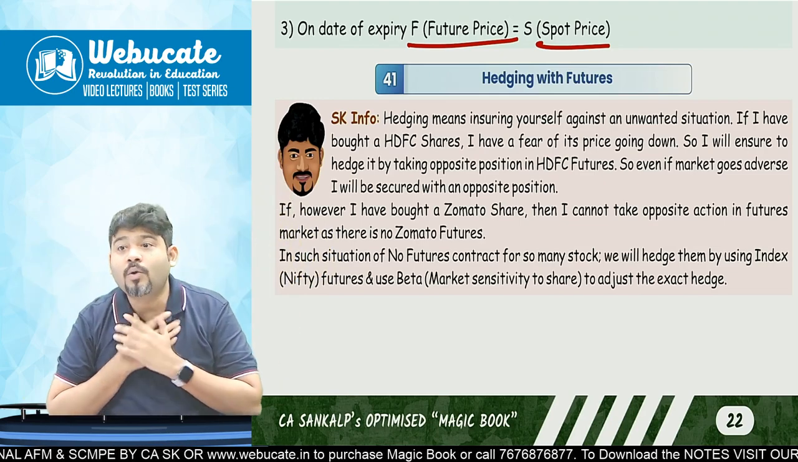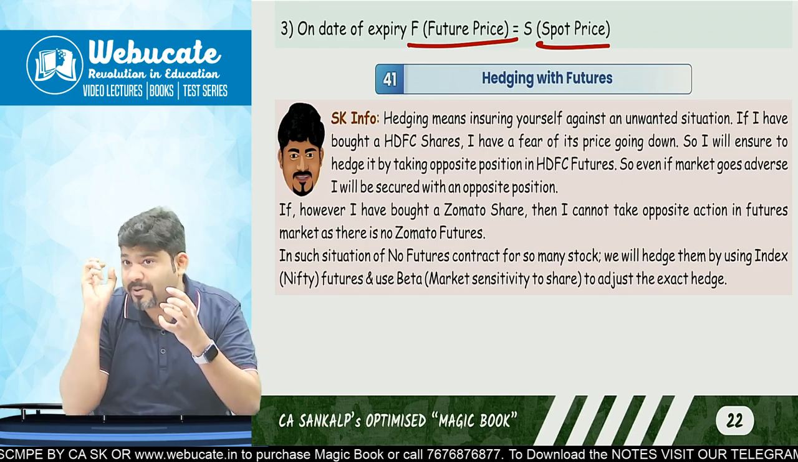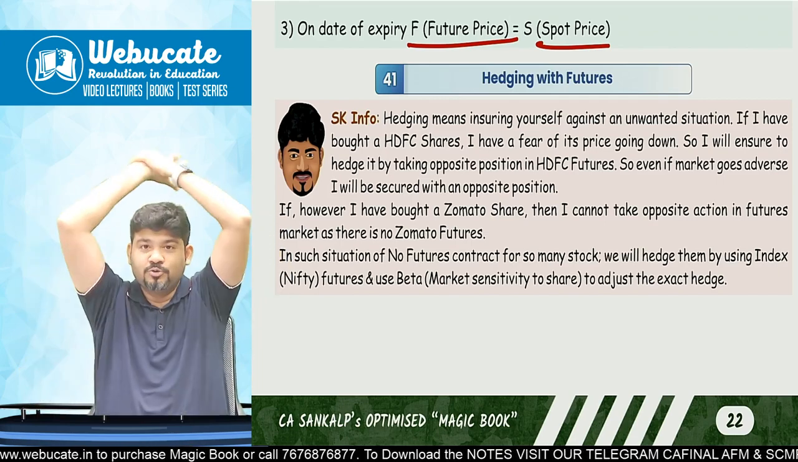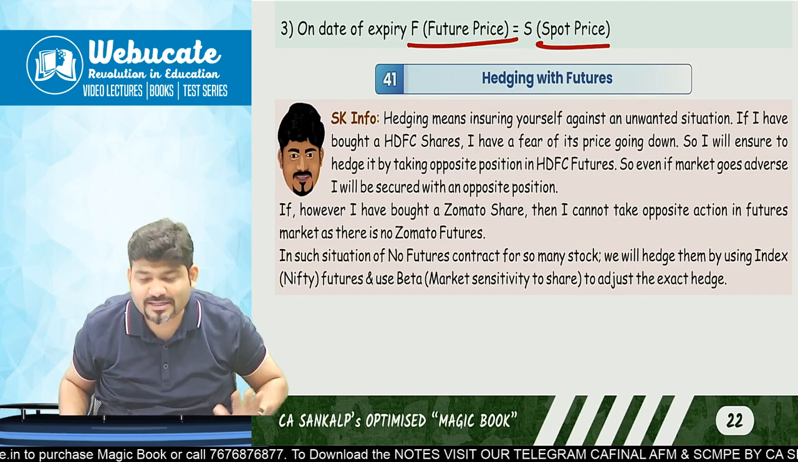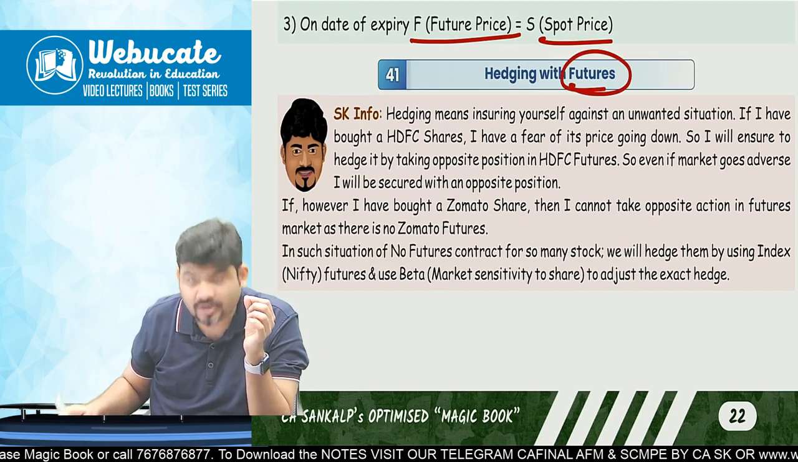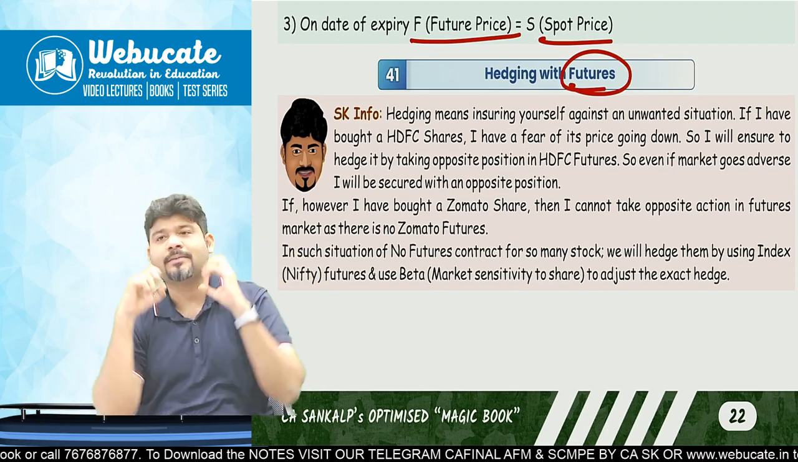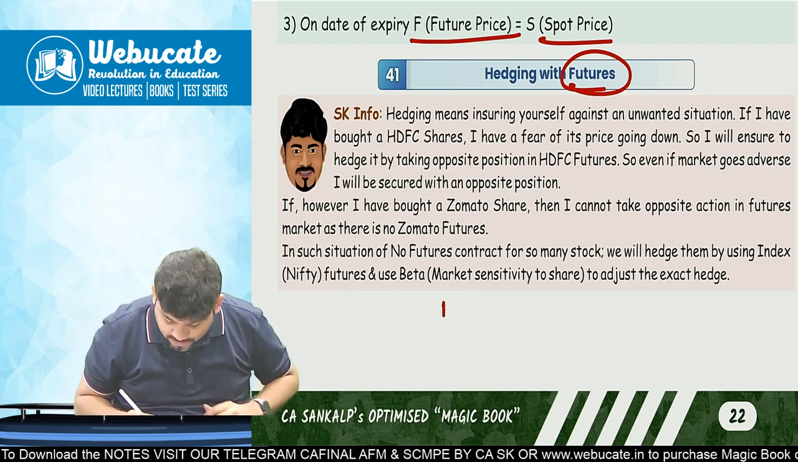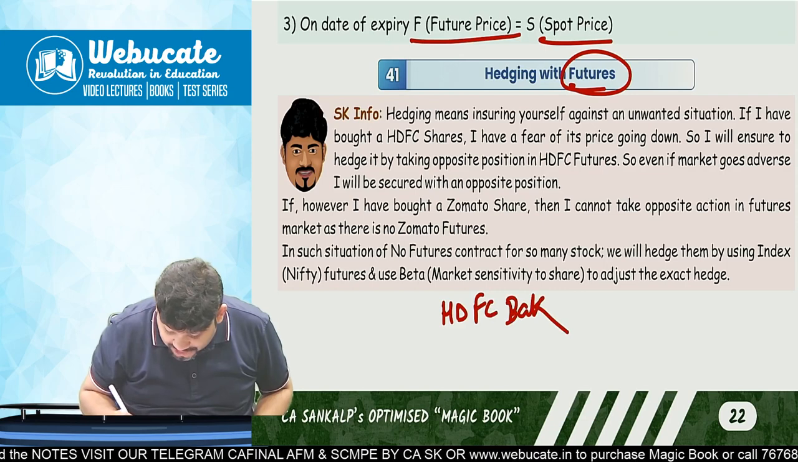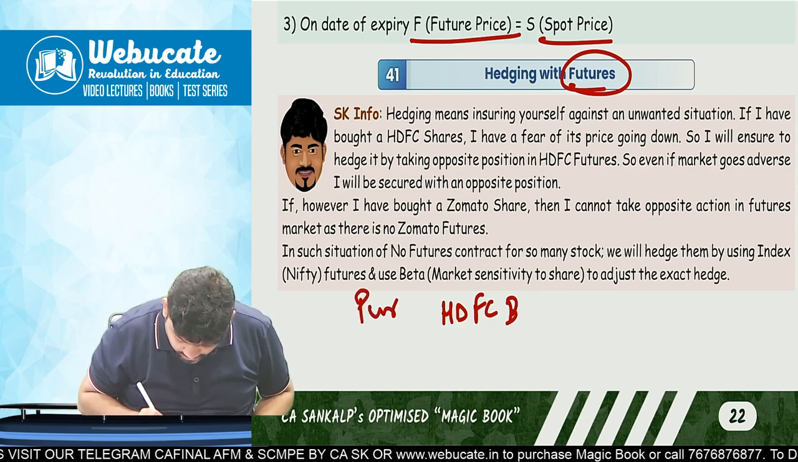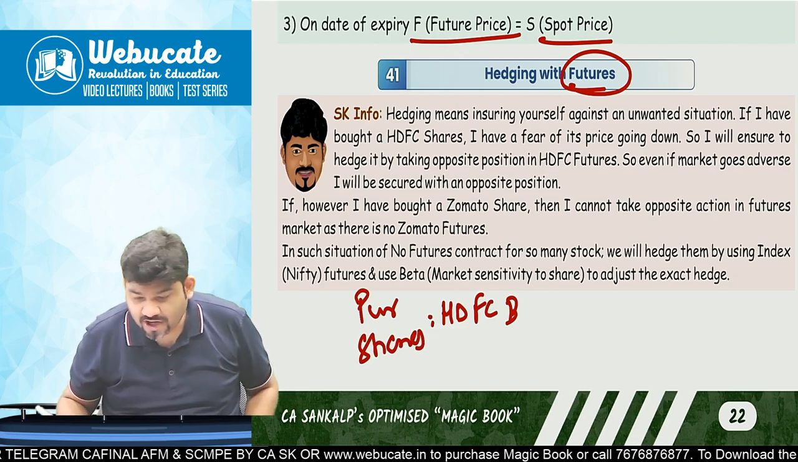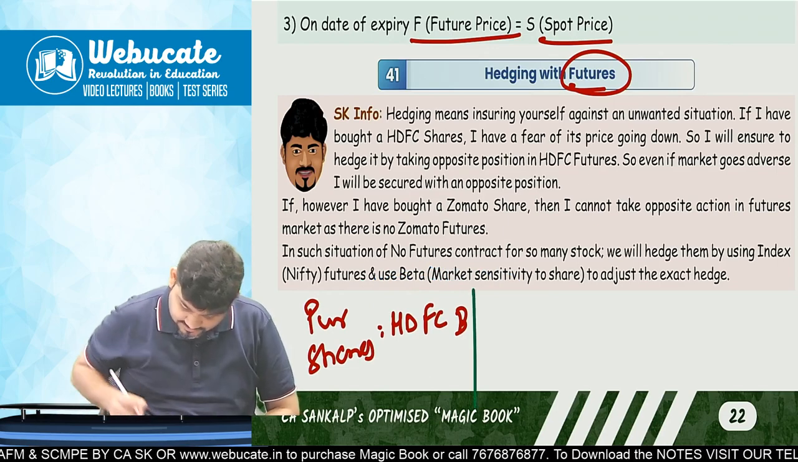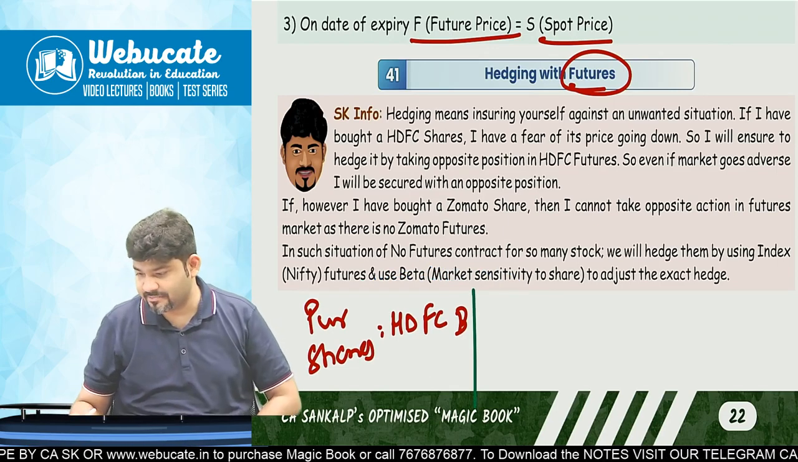Insurance cover means managing the risk. The risk is that whatever price I have frozen, if the market price goes up or down, I may lose a lot of money. So I want to insure, to hedge myself against that risk. I will use futures for that. For example, I'll give you a small example. Listen to my example very, very carefully. Suppose I have purchased shares of HDFC Bank. Okay, sir, purchased.